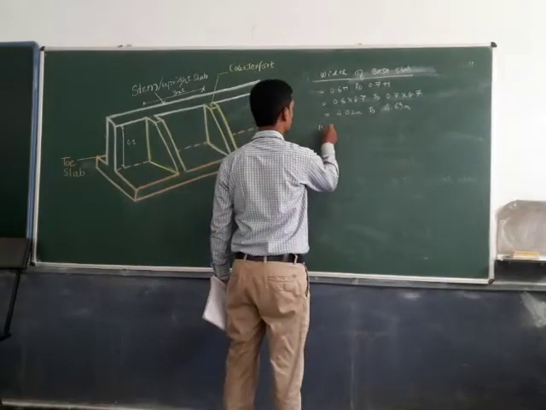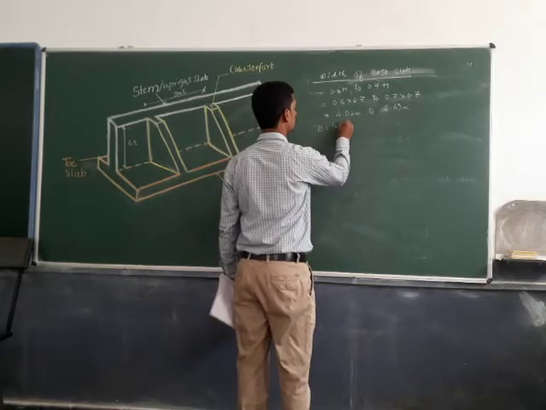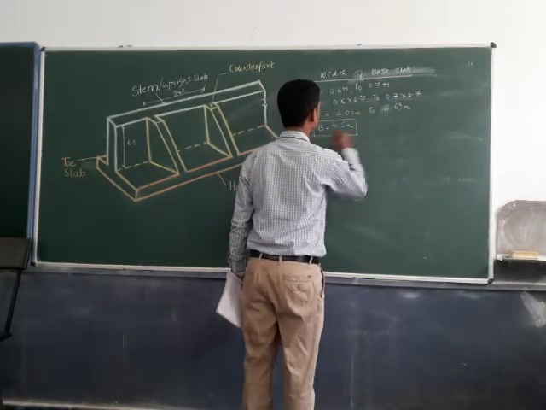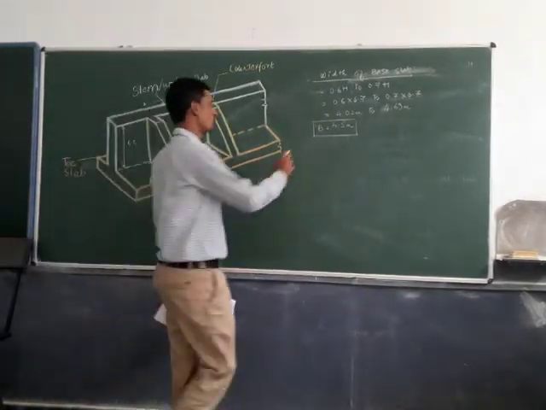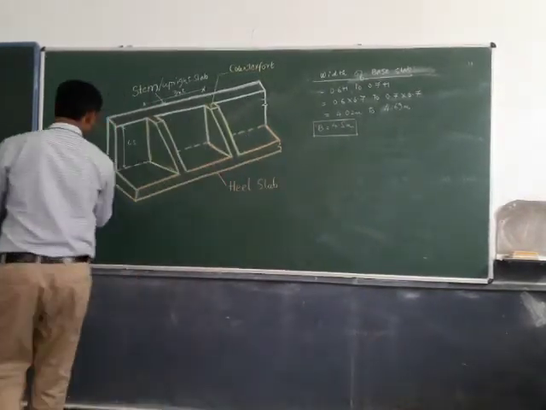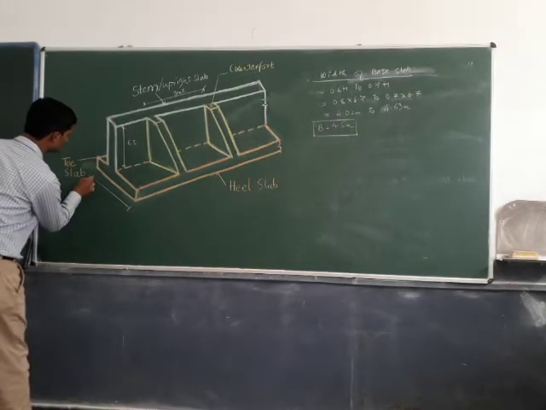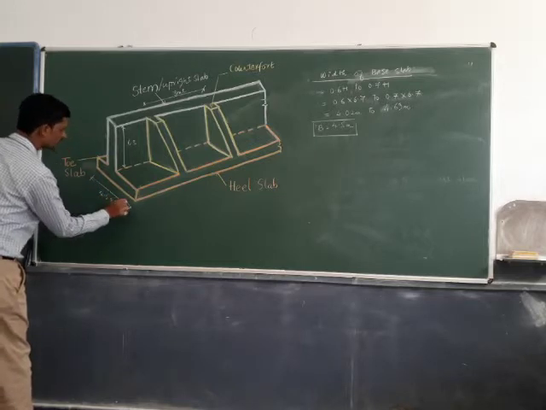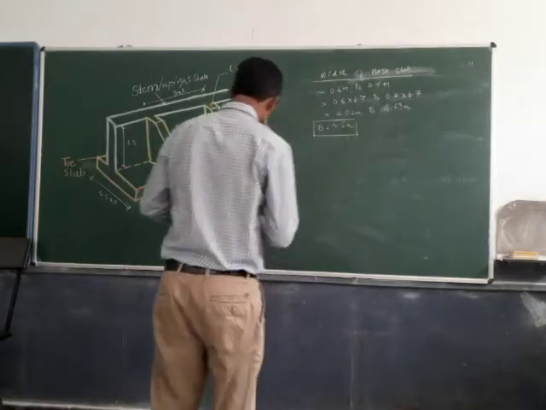So let us consider B, the width of base slab, B is equal to 4.5 meter. So let us consider the width of base slab as 4.5. This total width you have got as 4.5 meter. You consider the width of base slab as 4.5 meter.